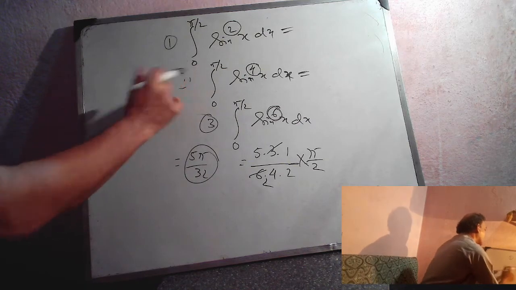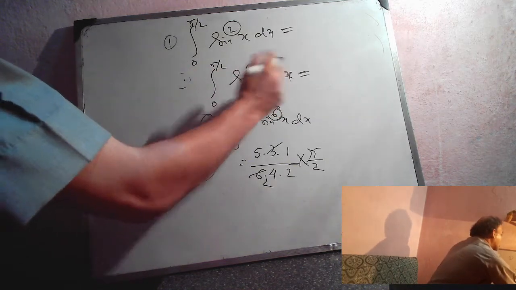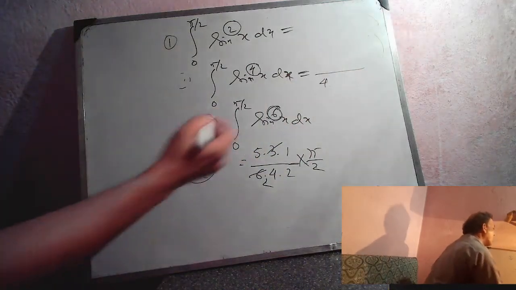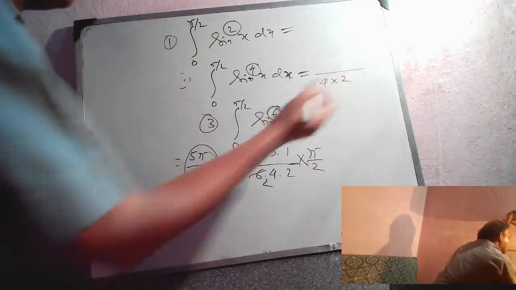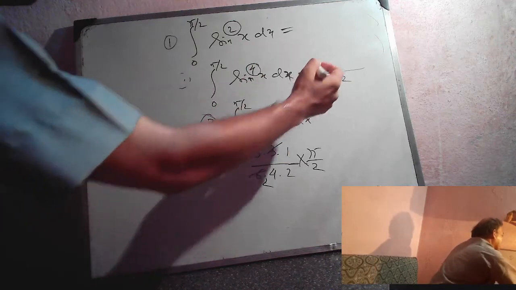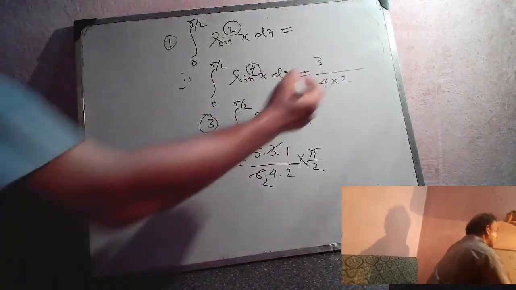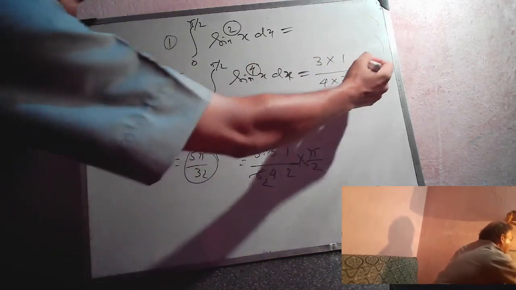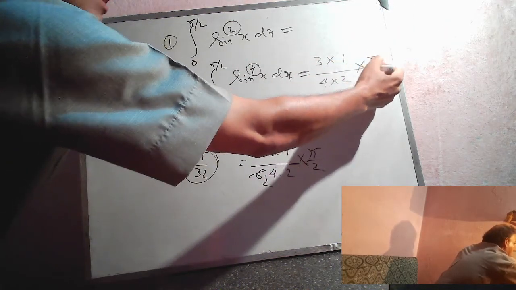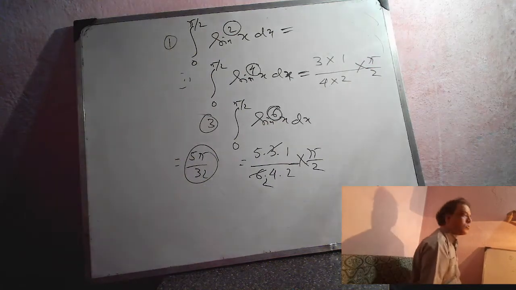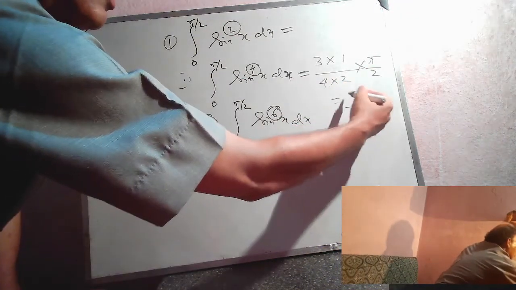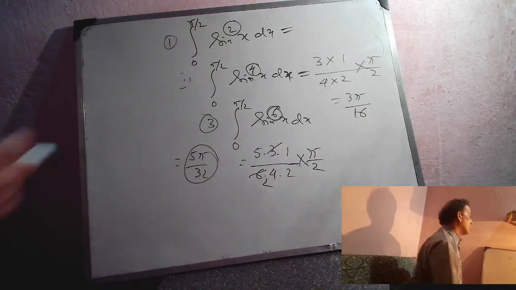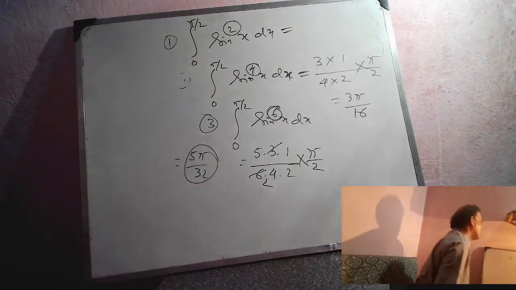Try the second one. This is 4. Write 4 here and go on decreasing by 2 units. Now at the numerator start with 3 and decrease by 2 units. This is an even one, so at the end multiply by pi by 2. So this equals 3 pi by 16.